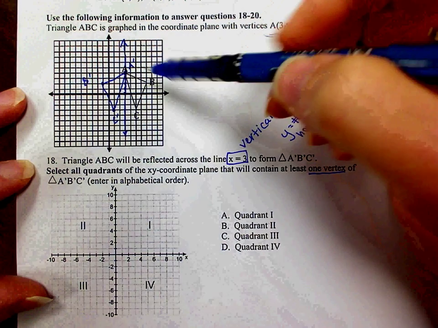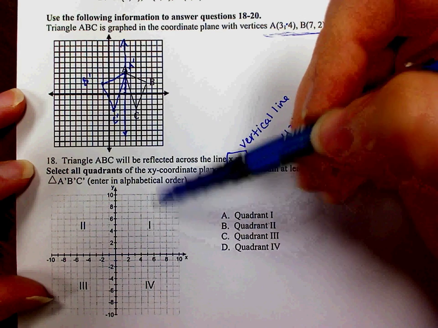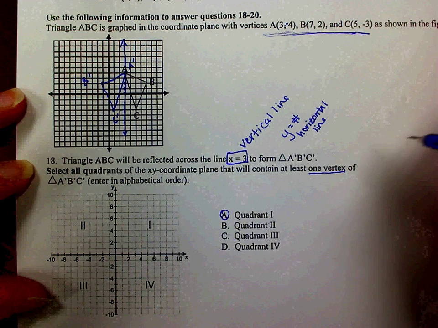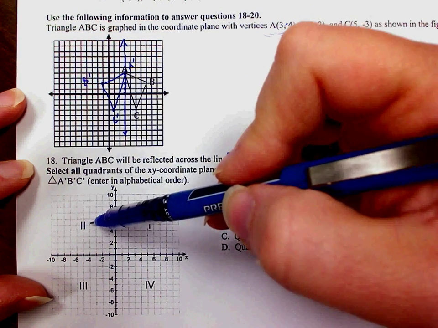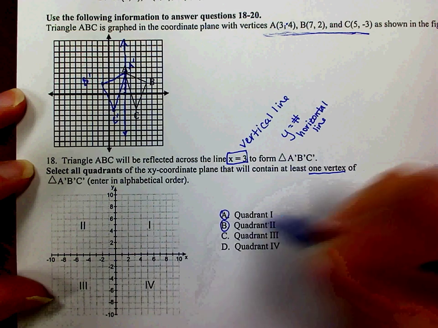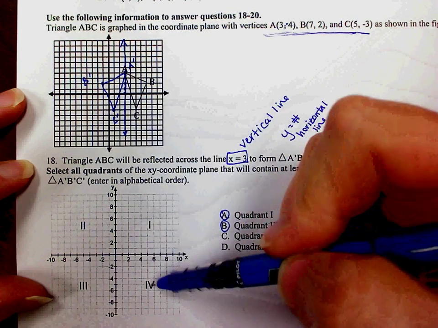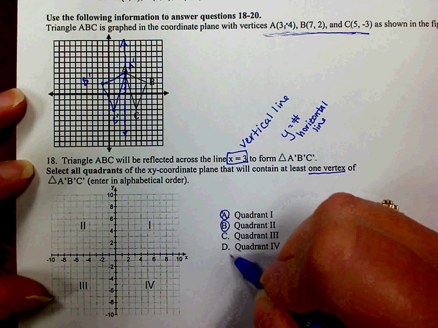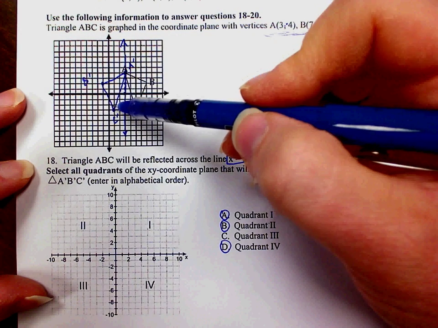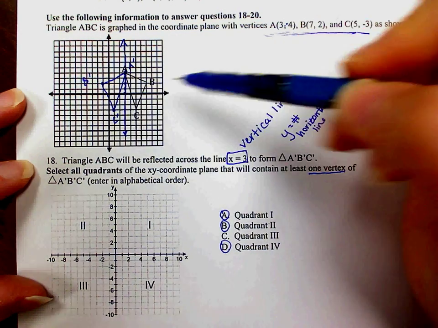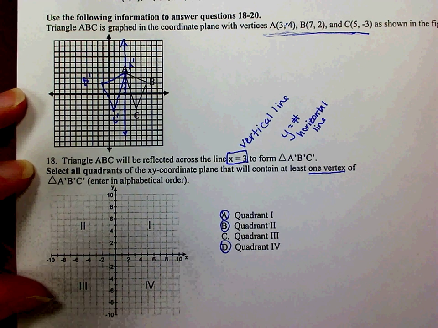So which quadrant is A prime in? It's in the first quadrant where everything is positive. So one of our vertices is in quadrant 1. Where is B prime located? It is in the second quadrant. So we have a vertex in the second quadrant. And then C prime is located in the fourth quadrant. So we have quadrant 4 containing a vertex. So even though it looks like our triangle goes through the third quadrant, it doesn't contain a vertex of the triangle. So do not choose quadrant 3 as one of your answers.